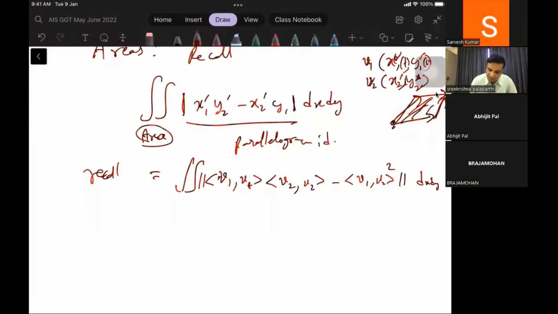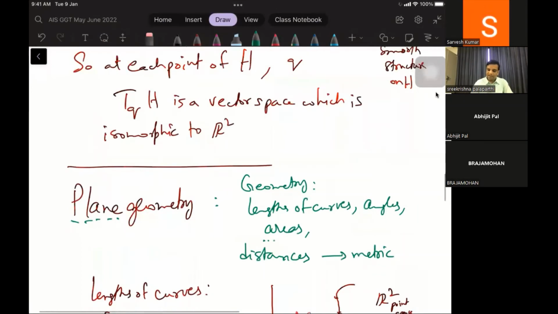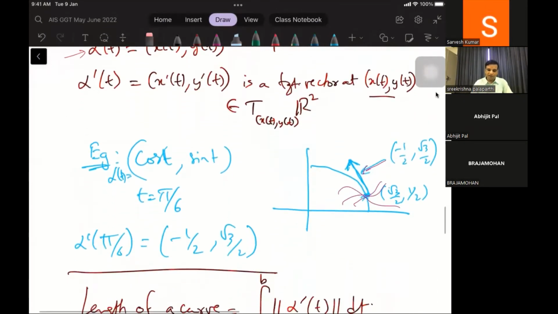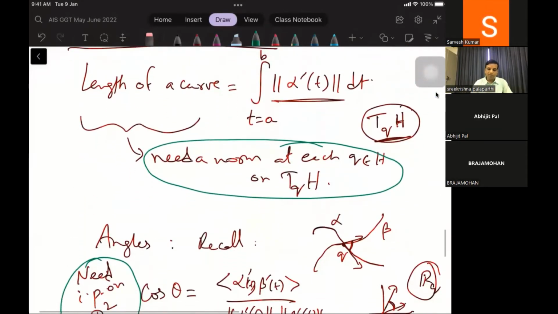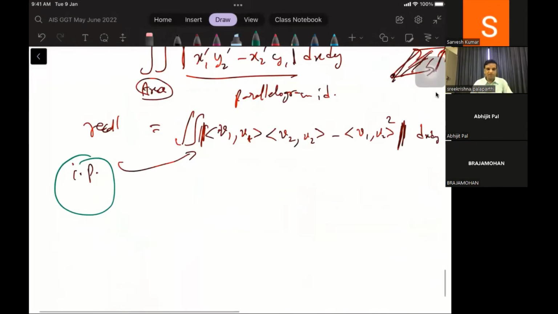So here again we will need an inner product. Okay, so this is absolute value, not the norm. So this inner product is again needed. I'll circle that again. So all in all, what I'm saying is that in order to calculate lengths of curves, angles, and areas, we need a norm. Well, a norm can be recovered from an inner product, and so even for areas we need an inner product.